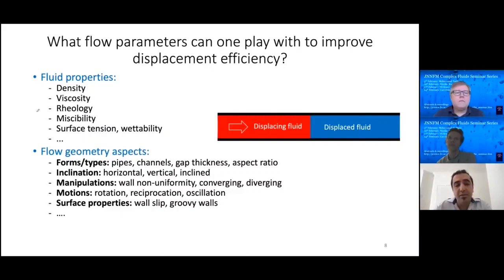For example, you can play with the fluid properties such as density, viscosity, rheology, miscibility, and so on. Or you can try to manipulate the flow geometry: use different types of geometry, incline the geometry, or manipulate it by inducing wall non-uniformity, such as converging and diverging channels. You can induce some motion on the flow geometry, or you can change the surface properties. All of these are with the hope to improve the displacement efficiency.